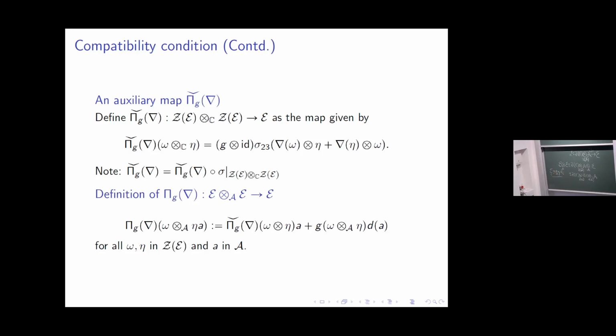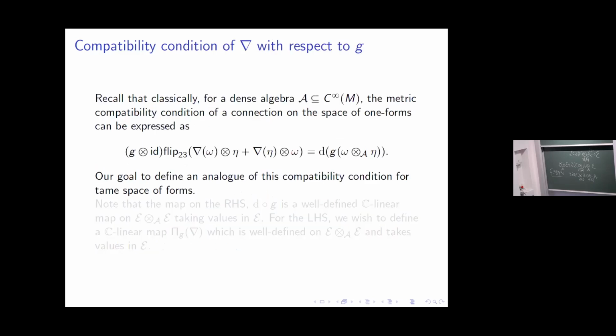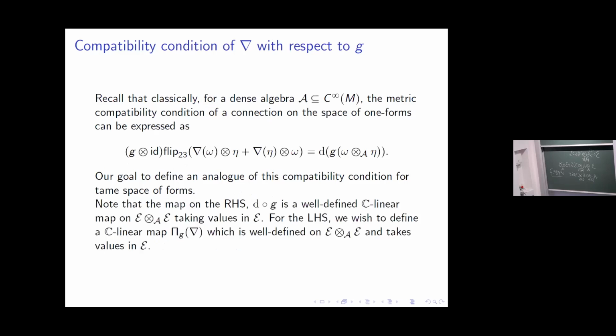So then we define our target pi G nabla on omega tensor eta A, with omega and eta being in the center, and it is well defined because of the isomorphism I just showed on the board. It is the extension of the pi G nabla check map by the right Leibniz rule. That is, there is a right multiplication plus d of A comes out. And this will be, let me just go back to the last slide. Yeah, so this will be our analog of the classical left hand side of the metric compatibility condition.